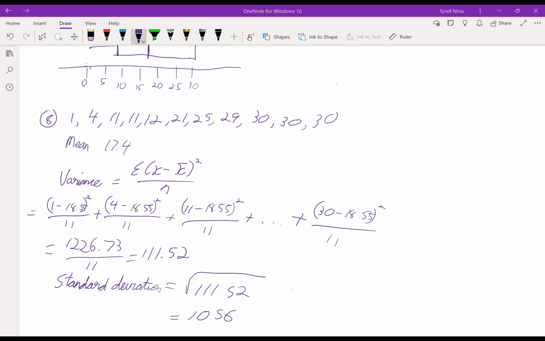So how do I use the variance formula? I take each number and minus it from the mean. So I take 1 minus 18.55, squared, over 11. Then 4 minus 18.55 squared over 11. Then 11 minus 18.55 squared over 11. I do it for each one, up to 30 minus 18.55 squared over 11. Taking each number minus the mean and squaring it, because I can't find the square root of a negative number. So I square it and then divide by n.